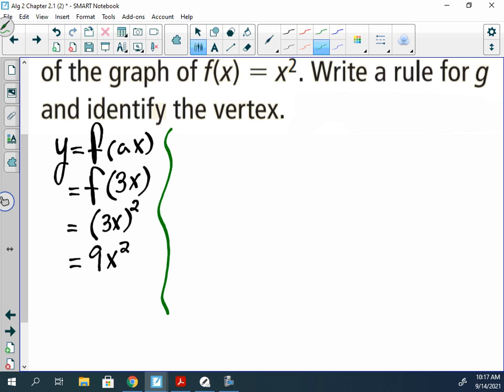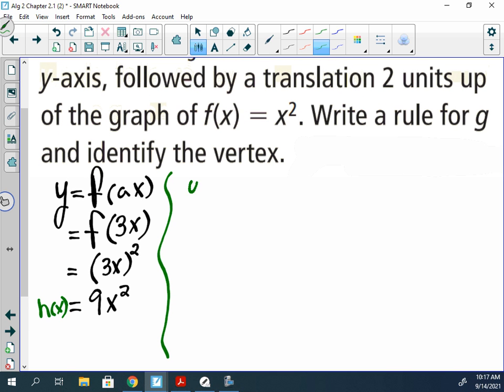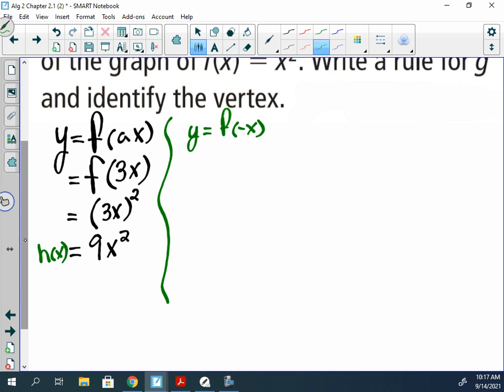Okay? Well, let's just stick with the pattern that we've had. We'll call it h of x. Reflection across the y-axis. This is y is equal to f of negative x. So here, we have h of x, so we're really talking about h of negative x, yes? Do we want to stick with the 9x squared or the 3x parentheses squared? Either one. So here we'd have 3 negative x squared.